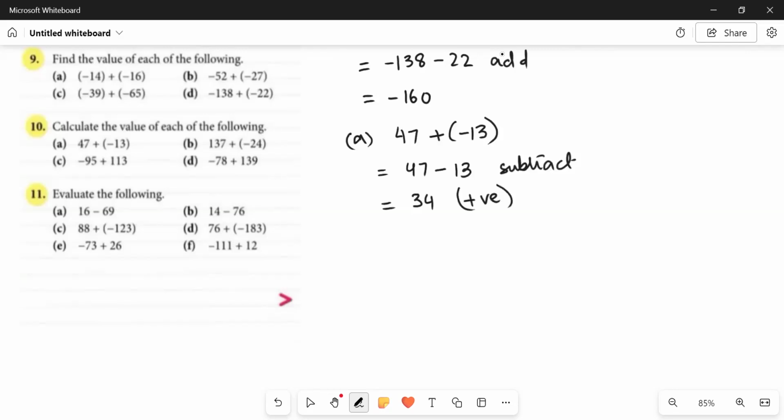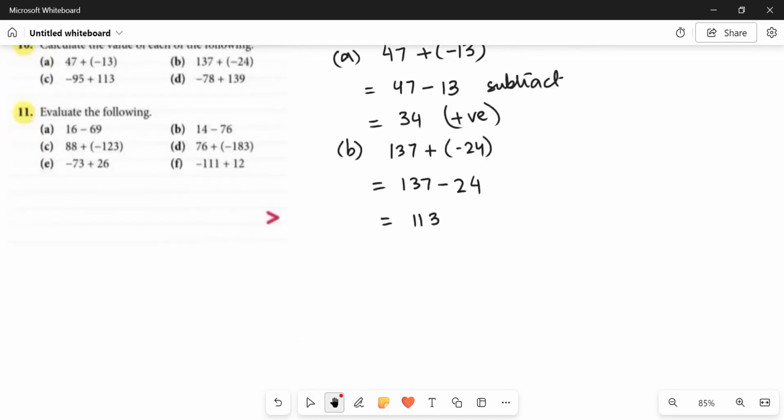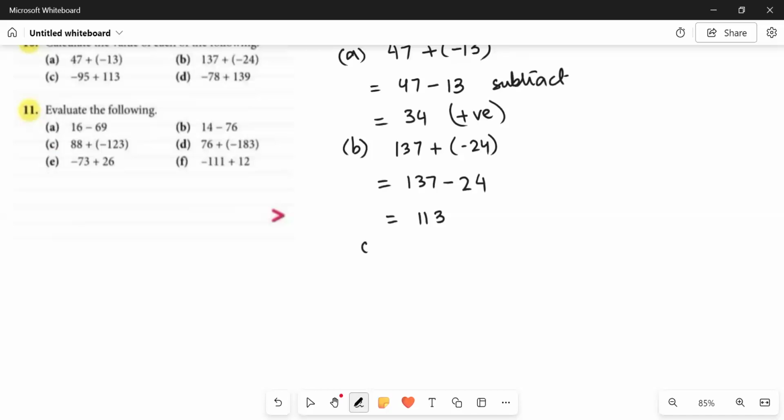Okay, just note down these things. 137 plus minus 24. Again, the same thing. Plus minus, minus. 137 minus 24 is equal to 113. So you see, in the parts of question number 9, we were having negative answers. But this time we are having positive answers. And why? Because in the two integers, the greater one is positive. So whenever it's the case, you just have to put the sign of the greater number.